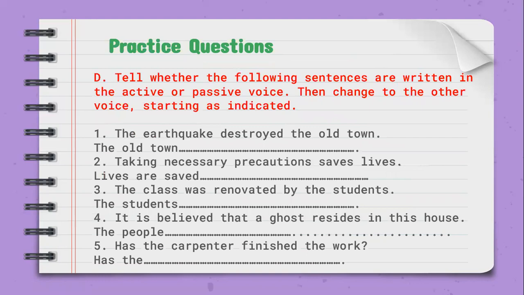And last practice question, you have to tell whether the following sentences are written in the active or passive voice, then change it to the other form. So the earthquake destroyed the old town: subject, verb, and then direct object. The old town was destroyed by the earthquake. So from active to passive.